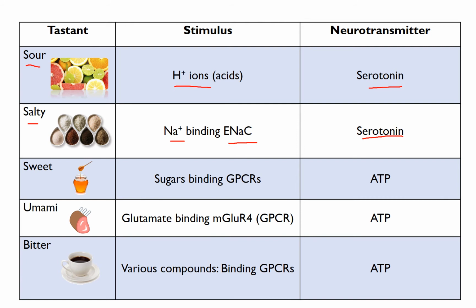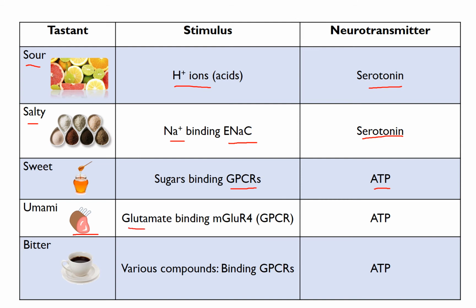For sweet, of course, that is coming from sugars. Sugars bind G protein coupled receptors, and the epithelial cell that expresses these and are activated by sweet receptors release ATP. Umami is derived from amino acids, particularly in meat and other sorts of similar amino acid containing compounds.